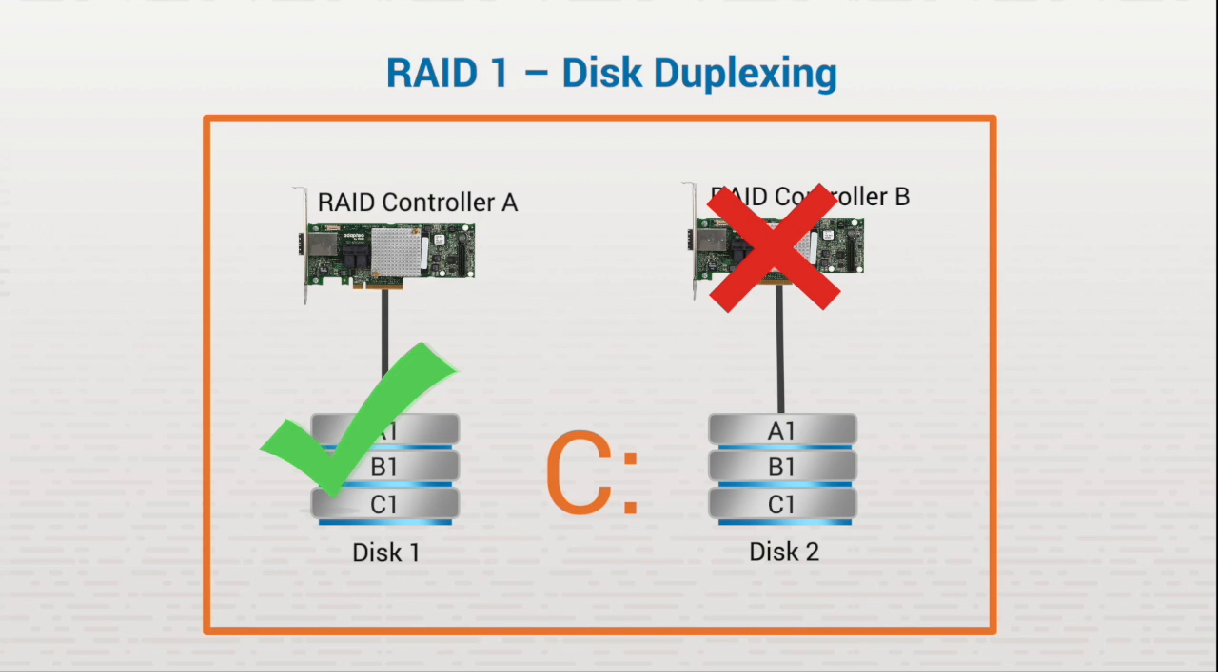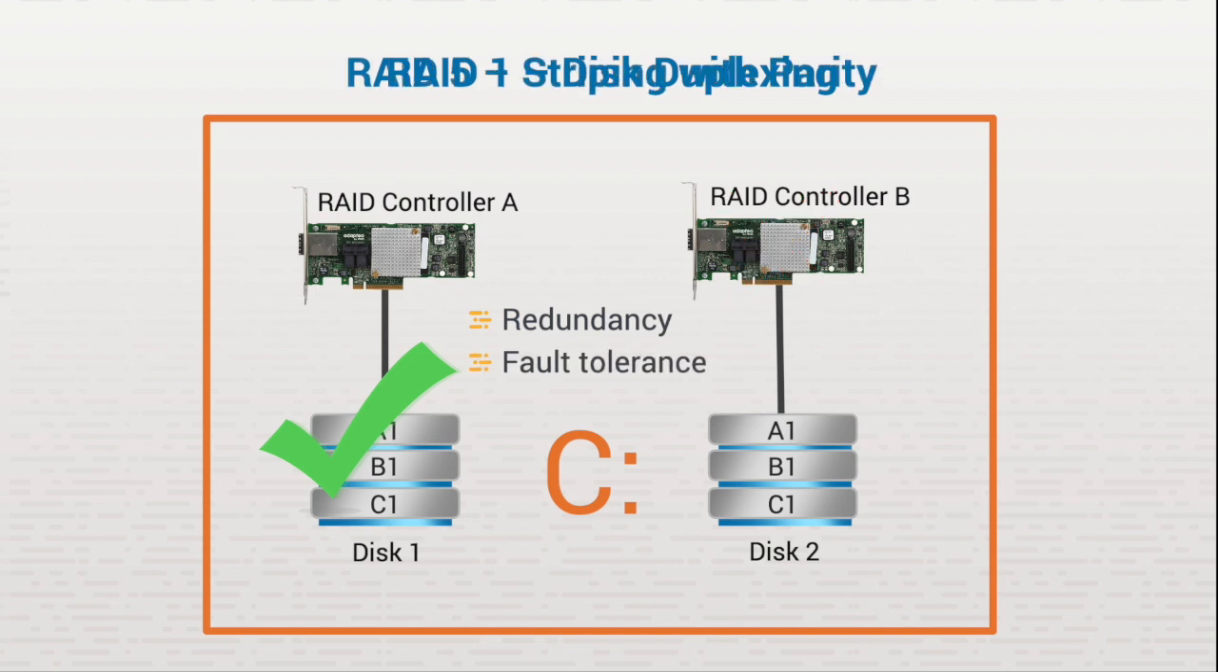You can use the system this way until you have a chance to replace the other controller and rebuild the mirror set. As you can see, disk duplexing provides you with both redundancy and fault tolerance.